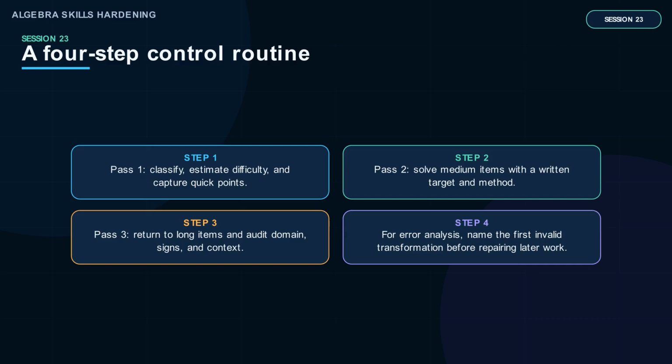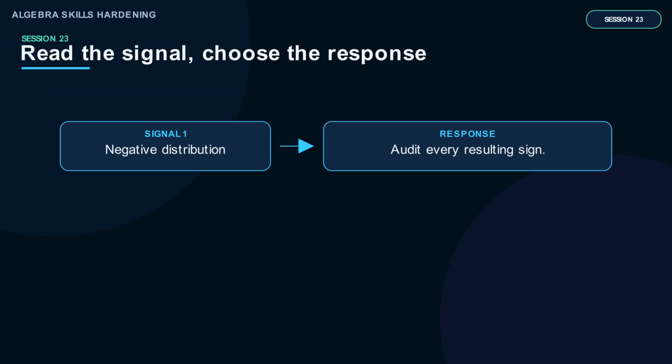Step 4. For error analysis, name the first invalid transformation before repairing later work. Whenever possible, verify with evidence independent of the original working. Signal 1 is negative distribution. Respond by remembering to audit every resulting sign. Name the response before calculating.